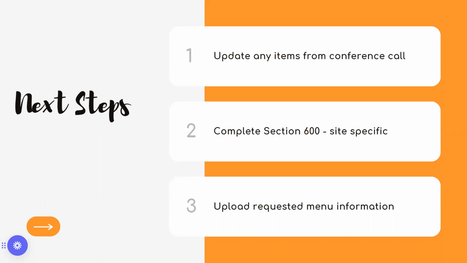Then they'll tell you what site or sites they are going to come to. So that's where you'll go back and complete section 600, which will be our next training. And that's site specific, looking at all of your menu information. And then again, just upload the requested menu information for the site or sites that are going to be reviewed this time. But that's this part of the training.